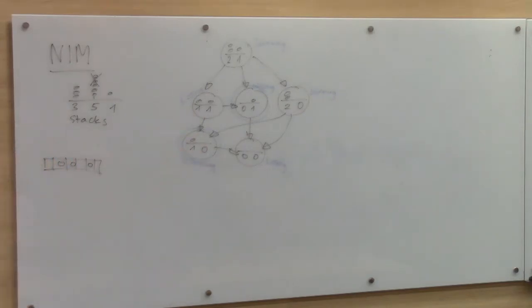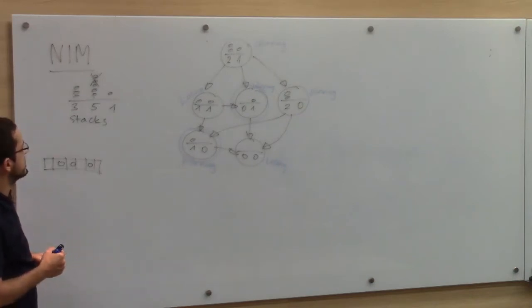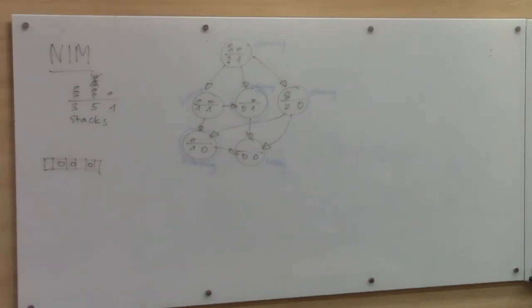Okay, so what if the number of states is very big? Then you have to look closely at what is happening in the game to actually come up with a better algorithm for calculating the winning or losing strategy. And actually for Nim there's this nice algorithm.